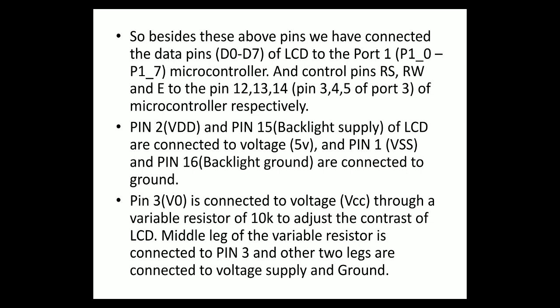Then pin 3, which is called VEE or we call it VO, is connected to voltage VCC through a variable resistor of 10 kilo ohms to adjust the contrast of the LCD. The middle leg of the variable resistor is connected to pin 3 and the other two legs are connected to voltage supply and ground, so that you can connect a variable port. Through this port variation, the adjustment of contrast can be done. So these are the actual hardware connections which we do on LCDs.